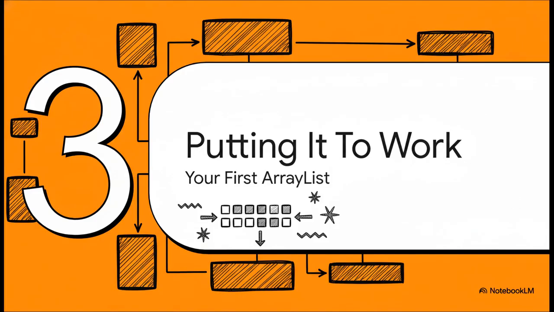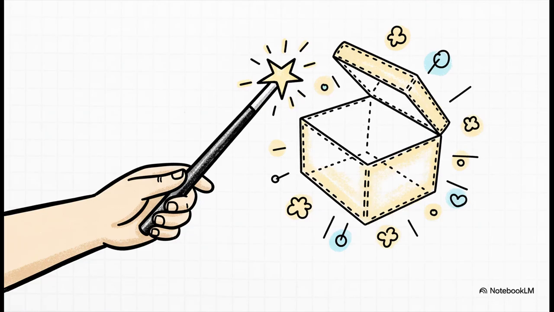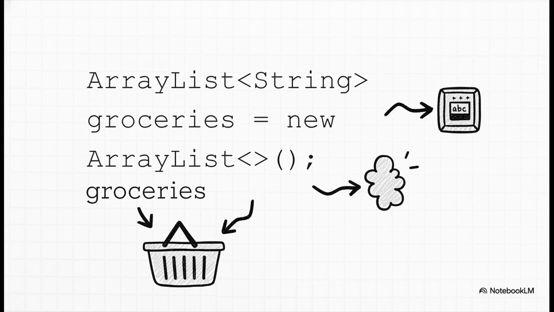Okay, enough with the theory. Let's actually see how you can use one of these things. It's way easier than you might think. The very first step, naturally, is to create the list itself. You basically just have to ask Java to give you a brand new empty array list to work with. And here's the line of code that does it. ArrayList of String groceries equals new ArrayList empty. All we're doing here is telling Java, hey, I want an array list that's going to hold text, or strings, and I'm going to call it groceries. And boom, you have your list.